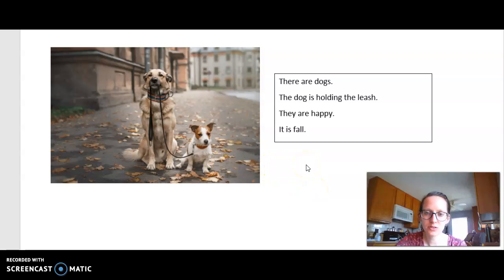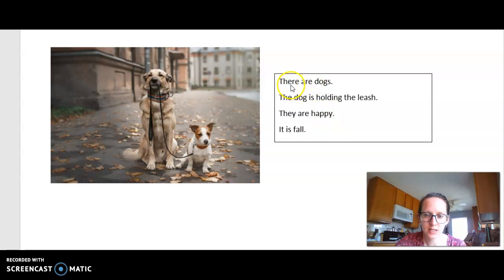Today I'm going to teach you how to make sentences better by using adjectives, which are words that describe a noun. So, this is a picture, and there are 4 sentences about the picture that we're going to edit together.